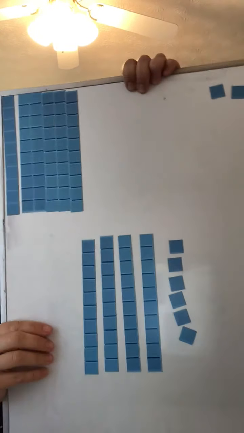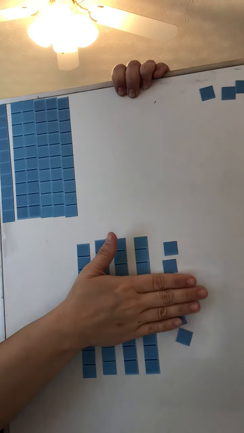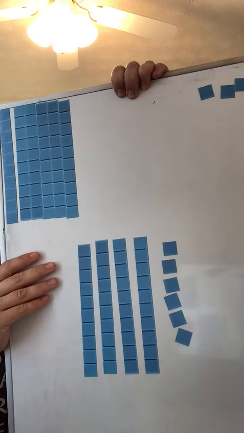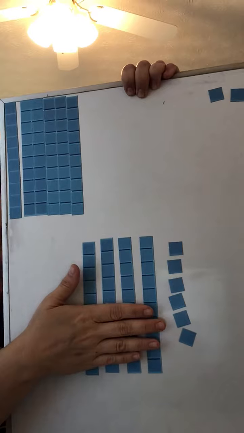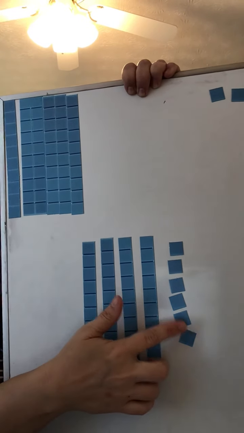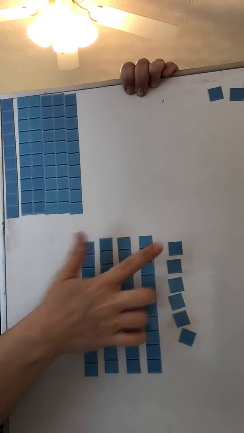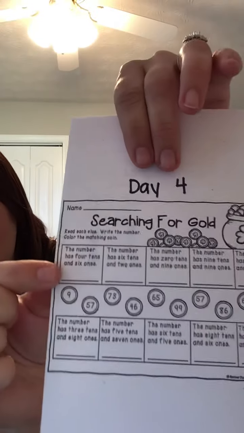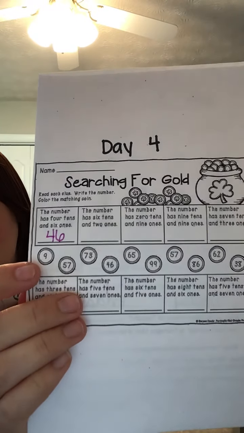46. Now, does it really matter if my ones are on this side and my tens are on this side? No, because we always start counting with our tens. 10, 20, 30, 40, 41, 42, 43, 44, 45, 46. Okay, so on our work here, on the first one, it says the number has 4 tens and 6 ones. We're going to write the number 46. And we write the 46 as a 4 and a 6.